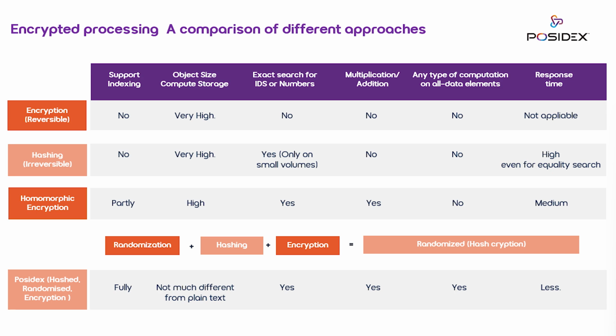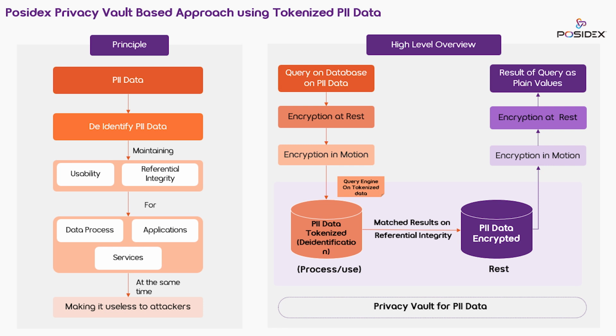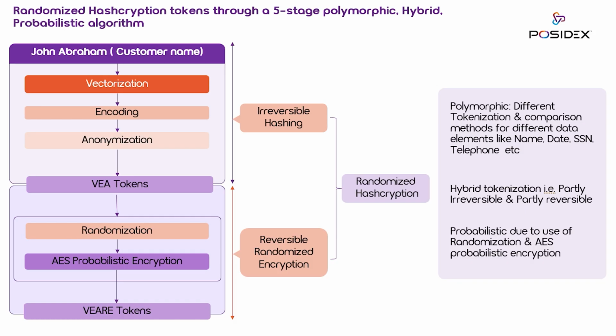At Posidex, we have invented another method of cryptographic computing called hashcryption, a combination of hashing and encryption. We de-identify PII data, rendering it useless for attackers while maintaining usability and referential integrity for data processes, applications, and services. All PII data elements, names, dates, IDs, etc. are converted to irreversible tokens through a 5-step process: vectorized, encoded, anonymized, randomized, encryption, VER token. These tokens are used in computation through proprietary mathematical equations. Plain PII values are never used in computation.